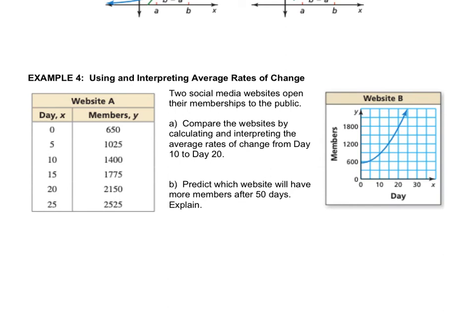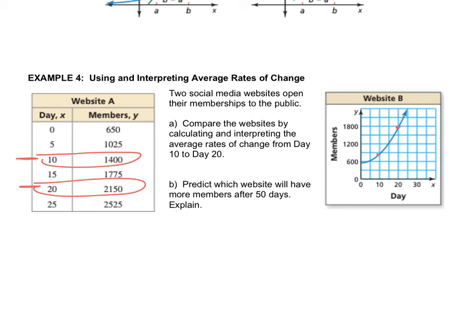Down in example 4, we've got 2 social media websites that are open for memberships, and they want us to compare the websites by calculating these 2 intervals. They want us to look at how they compare from day 10 to day 20. So what we're going to do is find the slope here, and then find the slope for website B. We're going to find the slope between these 2 points, and then see which one is bigger.